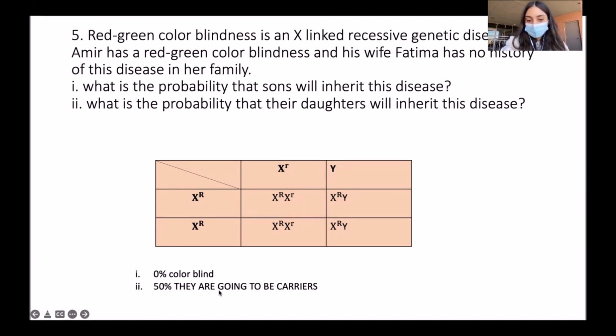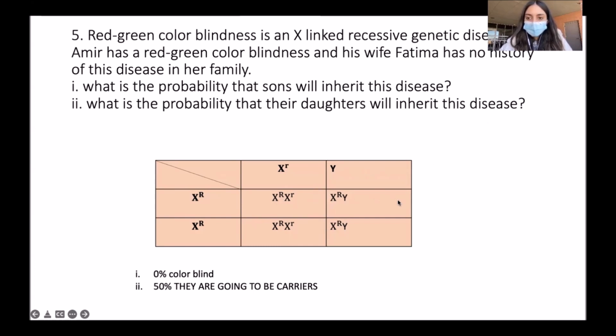Nope. Should be 100%. Should be 100%. Ignore this. They're going to be carriers. Ignore this. So both crosses are giving carriers, and that's why we're going to say it's 100% carriers, and the daughters will inherit the disease but not show the trait. Okay.